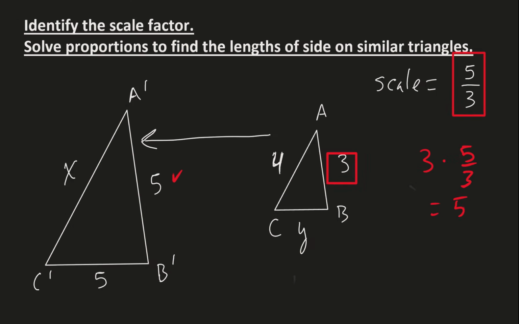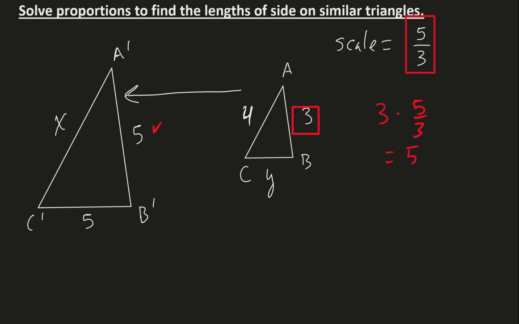In both of these cases, there's actually two different, similar and related methods. I can take the one on my original shape, for example, the 4, and I could multiply that by the scale factor, and that would give me x. It would give me that length. Well, 4 times 5/3 would be 20/3, and I could say that that's what x is. x is 20/3, and that's a perfectly fine answer.